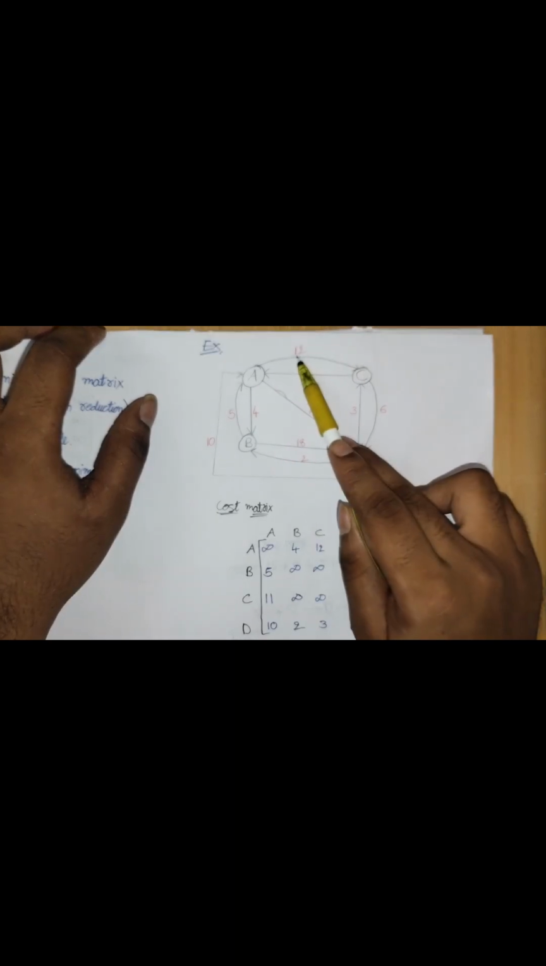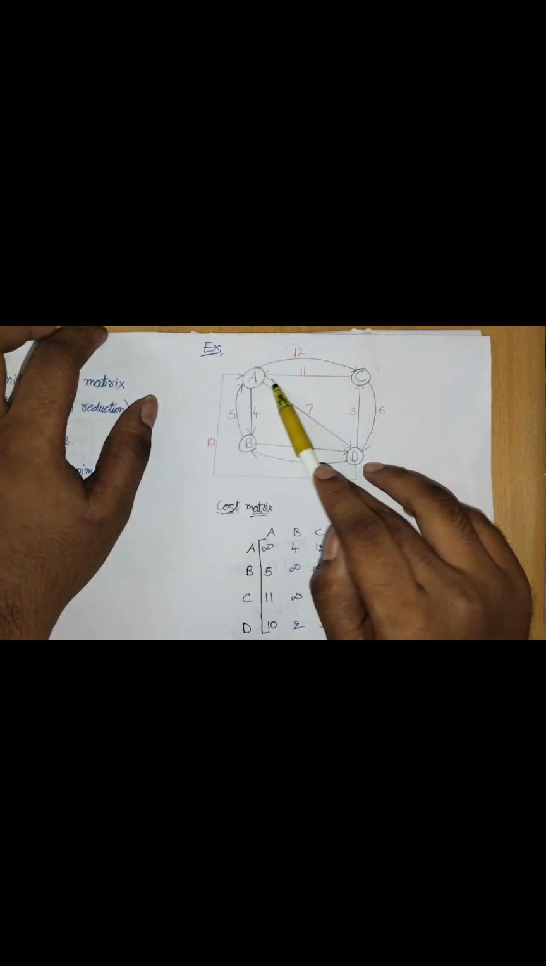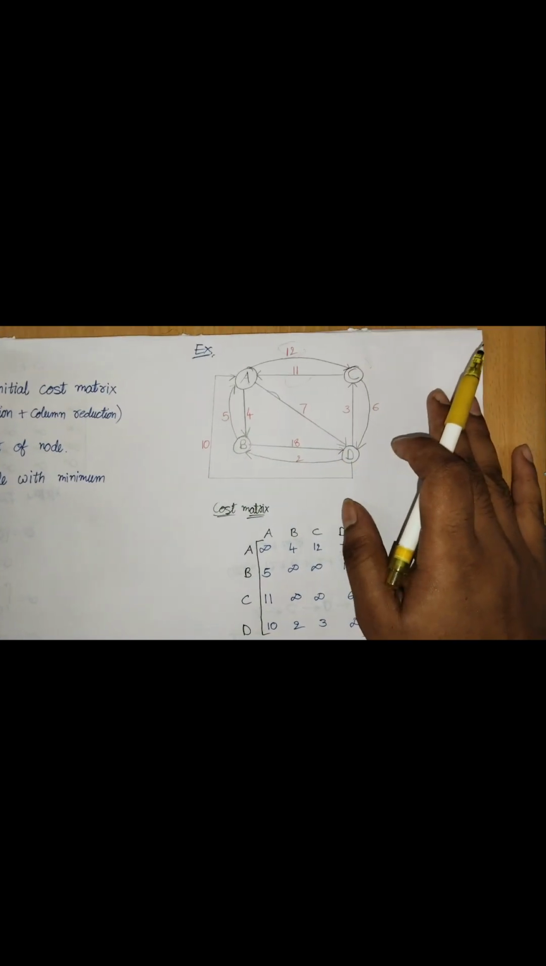Like A to C, the distance is 12. Not this 12, that is not the distance from C to A. It's A to C. C to A distance is 11. So they have given a directed weighted graph. We have to calculate the shortest possible route to complete his journey.